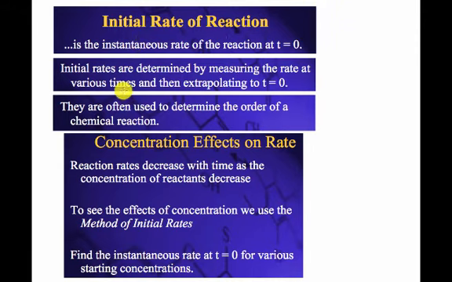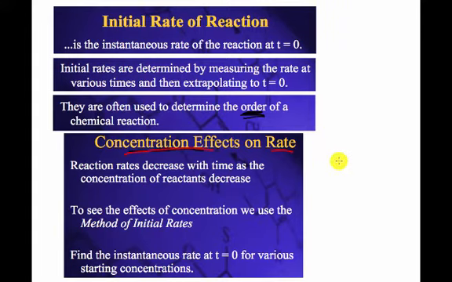So the data that you're going to be collecting is going to have initial rates of reaction. These are often used to figure out the order of reaction. It's going to come up quite a bit in this section. We're going to talk a lot about order of reactions. So we're looking at concentration effects on the rate. You should know something about this. If you have a high concentration, the reaction tends to be fast, meaning you have a lot of stuff in the reacting chamber, so therefore it's going to react pretty quickly.